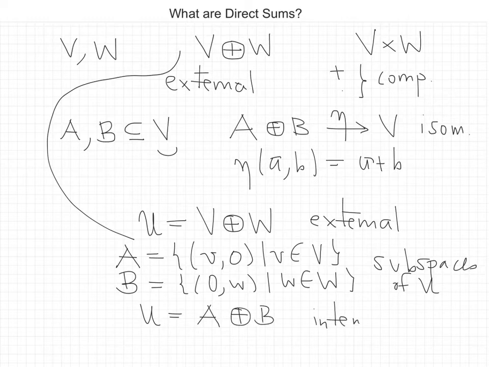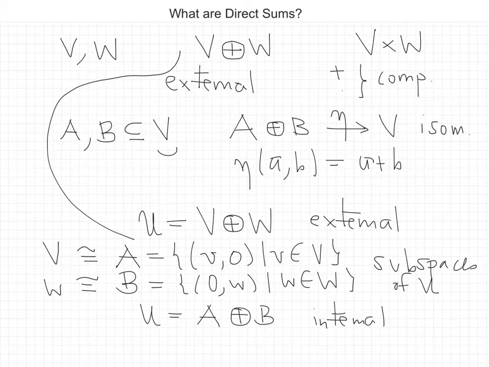Note that this is almost just a formal difference. A is of course a vector space which is isomorphic to V. There is the map which takes a vector v in V and maps it to (v, 0) in the vector space U. In the same way, B is isomorphic to W. So in this way, there is no real difference between external and internal.